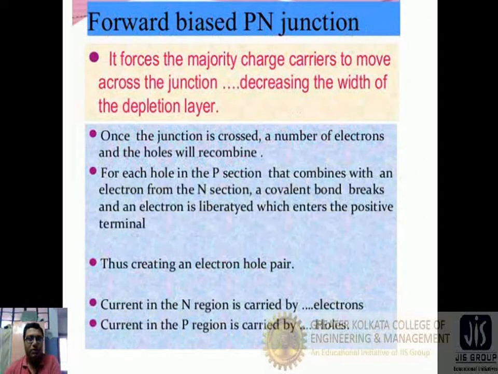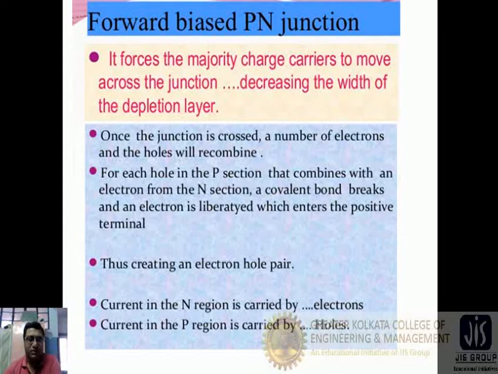First comes forward biasing. In the case of forward biasing of a PN junction diode, the majority charge carriers are forced to move across the junction, decreasing the width of the depletion region. That means the majority carriers of the P side, the holes, and the majority carriers of the N side, the electrons, move across the junction freely, and the width of the depletion layer is decreased.